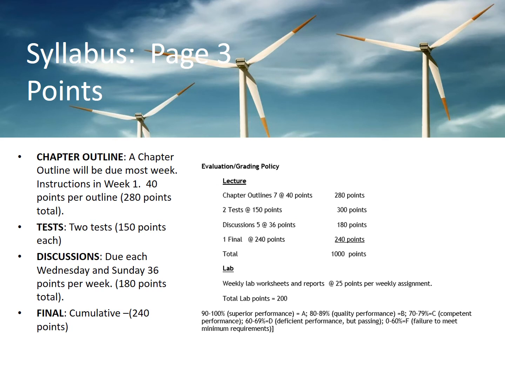On page 3 of the syllabus is a points breakdown for the course. So for this course, you'll have your weekly chapter outlines during most weeks. You'll have 2 tests. You'll have discussions during most weeks, and then you'll have a final. And the total lecture points comes out to 1,000 points total. And then for lab, you'll have weekly lab worksheets and reports, which will be worth 25 points per weekly assignment. And the breakdown for the grades is 90 to 100% is an A, 80 to 89% is a B, 70 to 79% is a C, and 60 to 69% is a D, and 0 to 60% is an F.